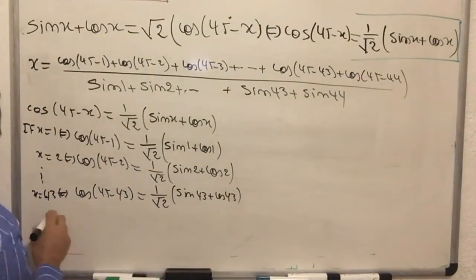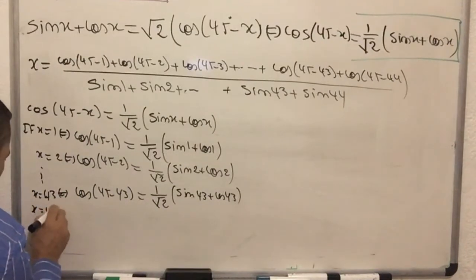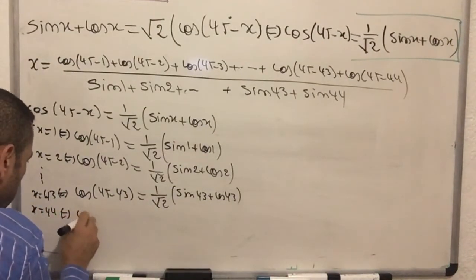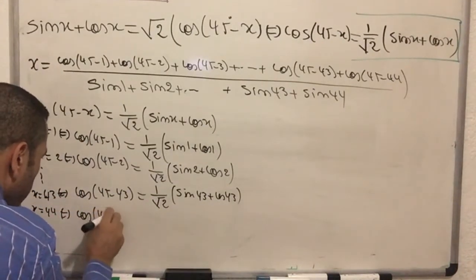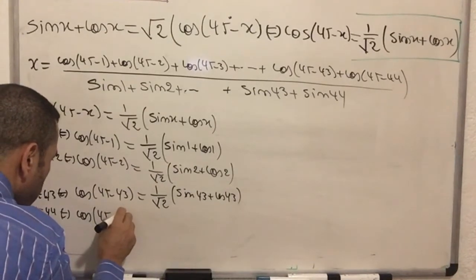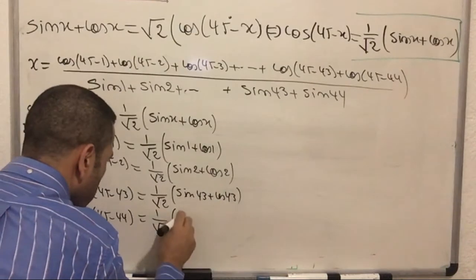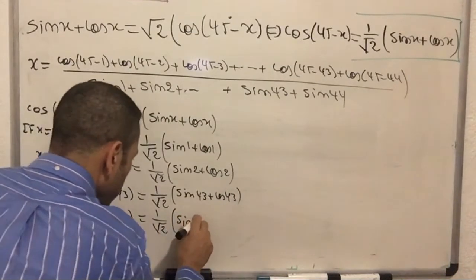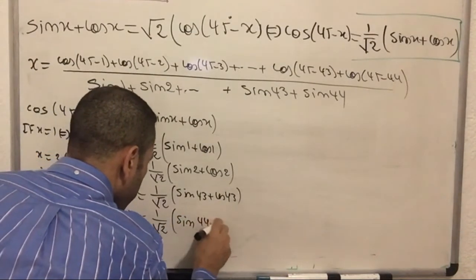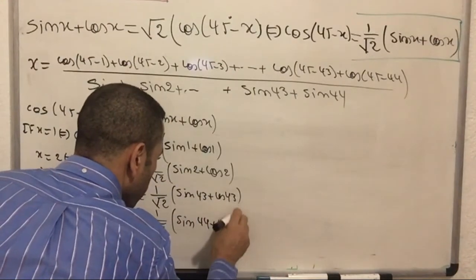Let's move on to the last term, which is x equal to 44. cos(45 - 44) = 1/√2 (sin 44 + cos 44).